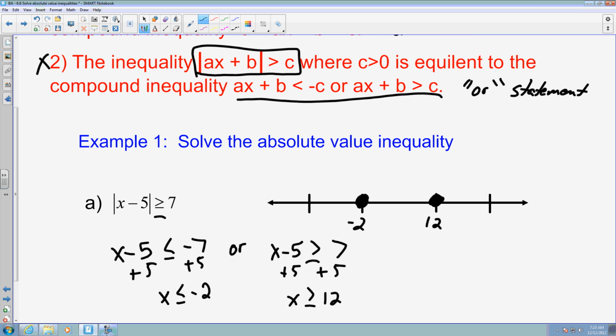Just one second. Sorry about that. Okay. Back to the inequality.